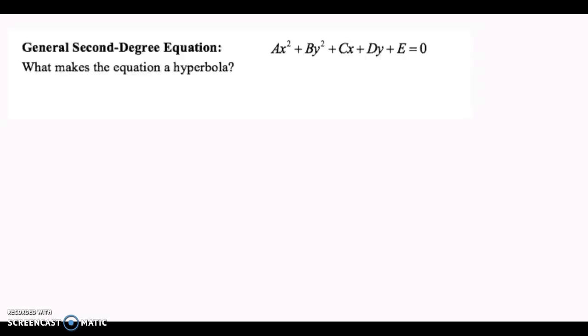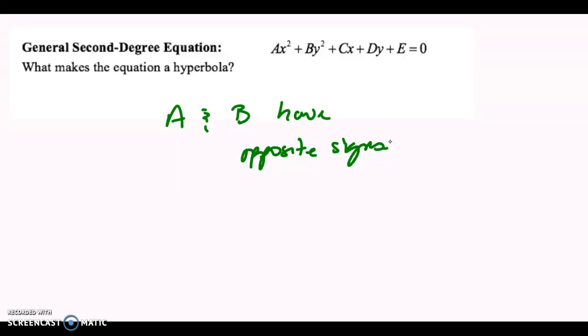We're going to be working with hyperbolas in the second degree equation. The way you're going to know if the equation of a conic is a hyperbola is if A and B have opposite signs. That's how you're going to know.